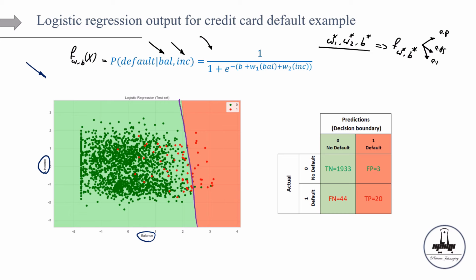Okay, so on the vertical axis, we have income. On the horizontal axis, we have balance. And as you can see, the features are already scaled. So feature scaling is not that important for logistic regression itself, even though it's going to speed up the process, but it doesn't make a huge difference.